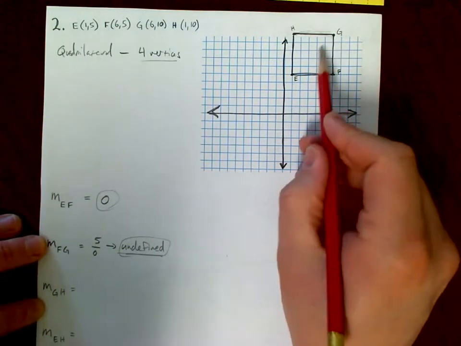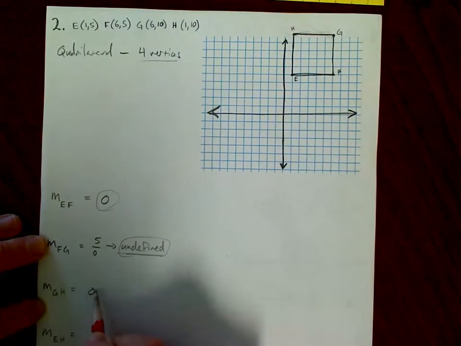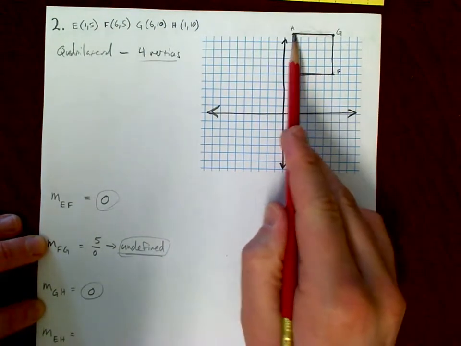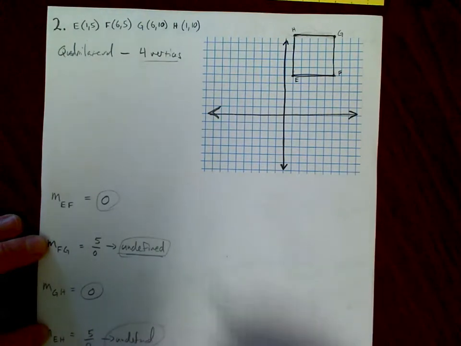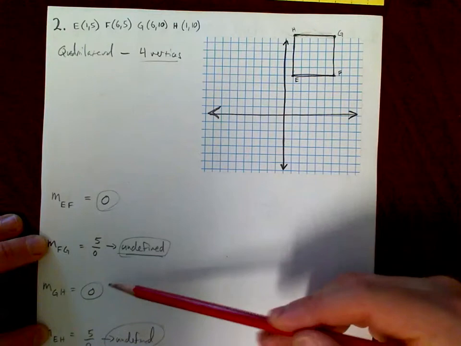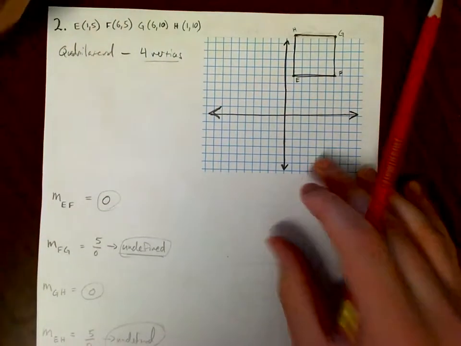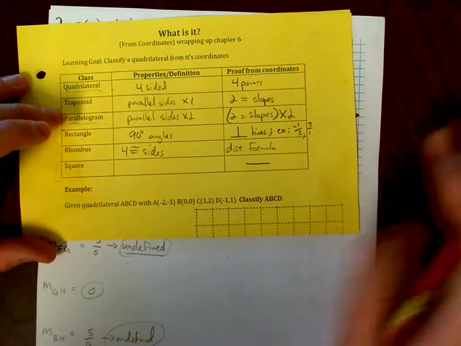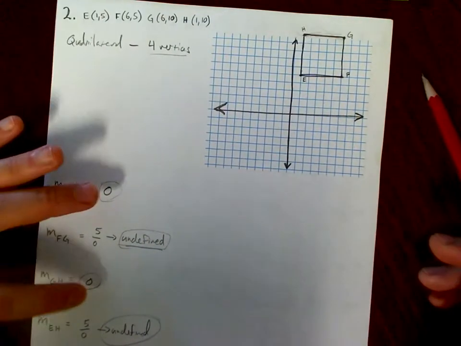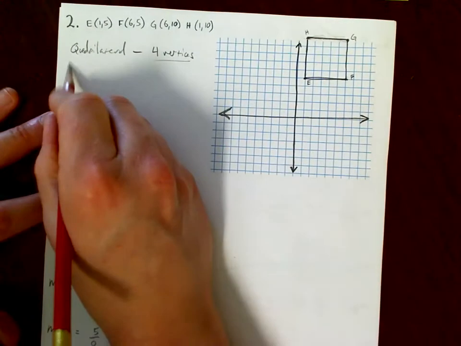Now the slope of GH, again, that's a 0 slope because it's a flat line. And then EH, again, that's up 5 and over 0. That's an undefined slope. All right, so I have 2 sets of same slope. So if I look right here, parallelogram, 2 equal slopes times 2. So these are the same, these are the same. I know it's a parallelogram.